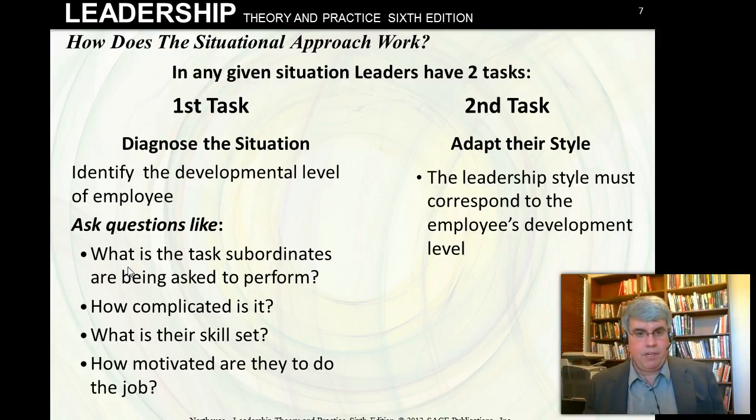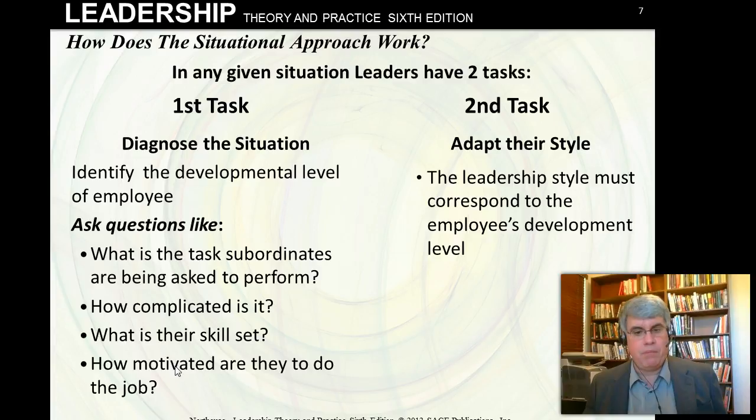So you might want to ask questions like, what is the task subordinates are being asked to perform? Figure out what they're supposed to do, how complicated it is, and what their skill set is. And if their skill set doesn't correspond to what they're supposed to be doing, they need a lot of directive behavior. If they already have the skill set to perform their tasks, they need less directive behavior. So this will let you know how developed they are.